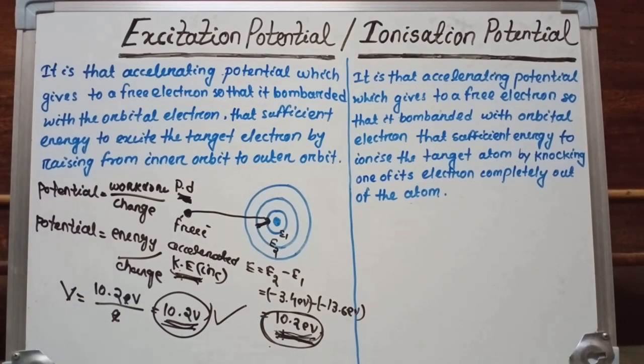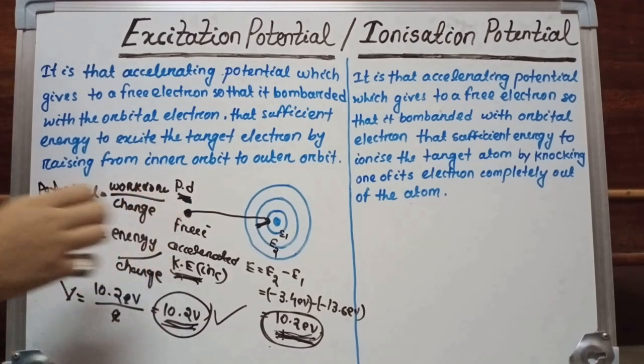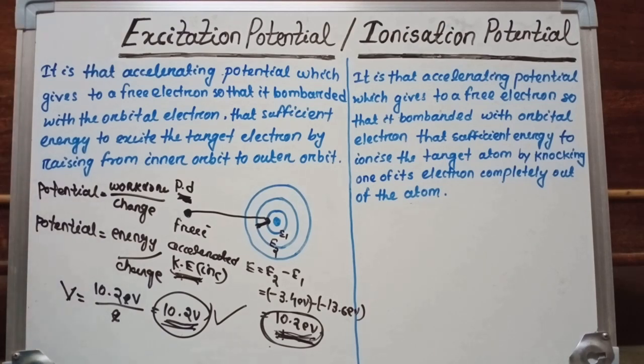Now we discuss ionization potential. In case of ionization potential, what happened? The same case happened here also. It is that accelerating potential which is given to a free electron so that it bombards the orbital electron, and that sufficient energy helps the atom to completely ionize. So an electron is completely removed from that atom. That potential is called ionization potential. What happened here, students? Simply understand the matter.